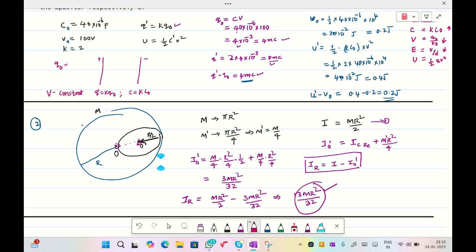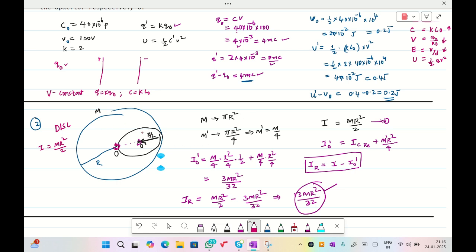So here they are given a disk, and it is rotating about the center axis, the perpendicular center axis. That means I is equal to mr square by 2 about the center axis, and here m is equal to pi r square.